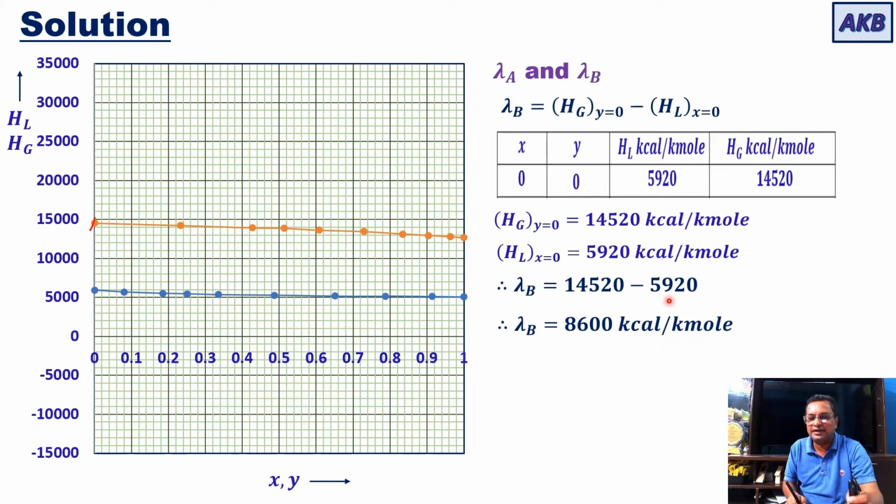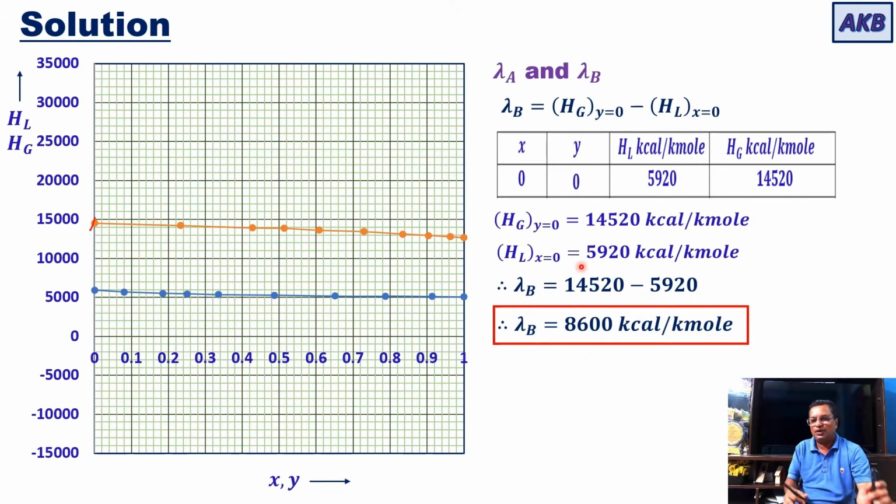That is the molar latent heat of vaporization of pure B, that is ethyl benzene, 8600 kilocalories per kilomole. So in this way, we get an answer to the second question that was asked to us. We were asked to find the molar latent heat of vaporization of the two components. So we got lambda A, and now we have lambda B. I hope the calculations are clear to you.